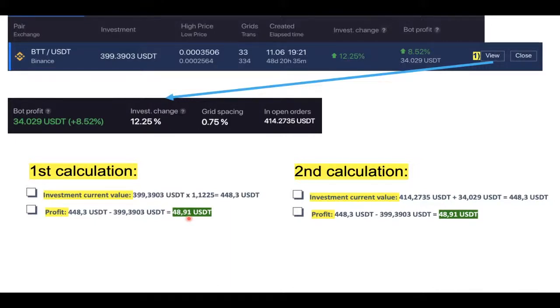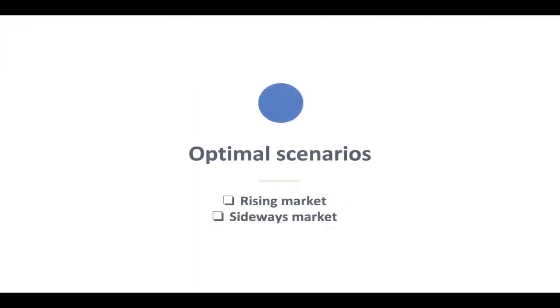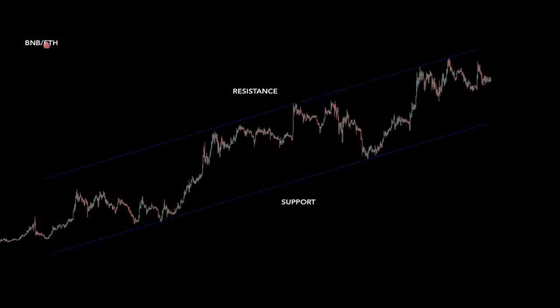So you see now that bot profit is always positive, all right? So it generates profits for you regardless of the market trend. Whereas investment change is also affected by the value change of the base currency. So I will now show you all of these scenarios which affect your investment change.